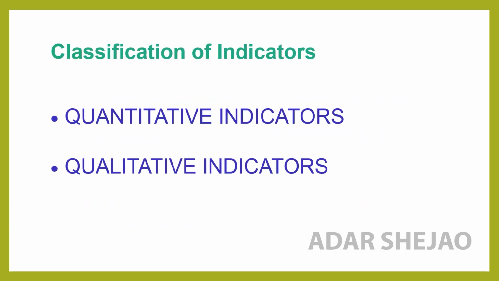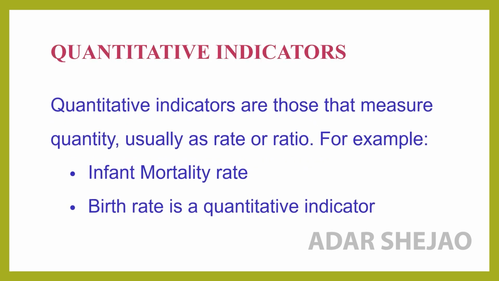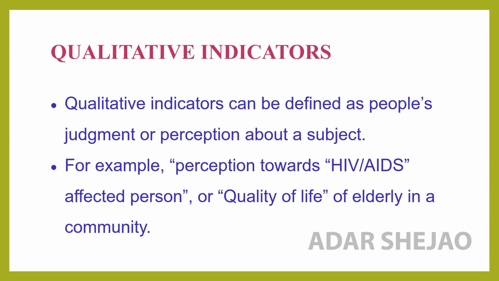Classification of indicators. Quantitative indicators. Qualitative indicators. Quantitative indicators are those that measure quantity, usually as a rate or ratio. For example, infant mortality rate and birth rate are quantitative indicators. Qualitative indicators can be defined as people's judgment or perception about a subject. For example, perception towards an HIV or AIDS affected person, or quality of life of the elderly in a community.